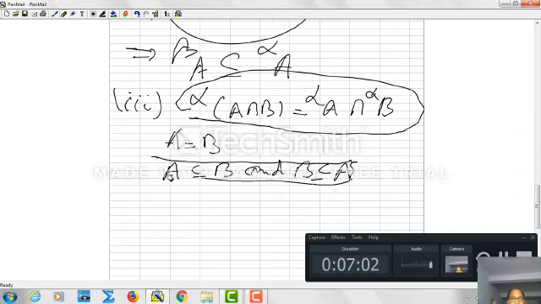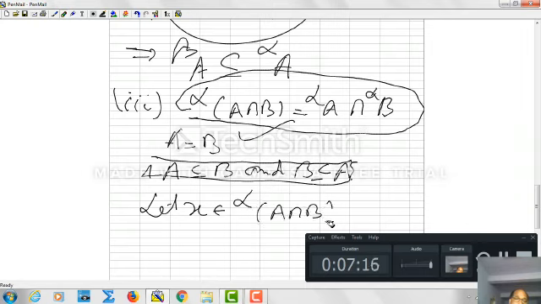So we will apply this property here. So let x belong to this. First of all we want to show that this is a subset of this one. So let x belong to alpha cut of A intersection B.